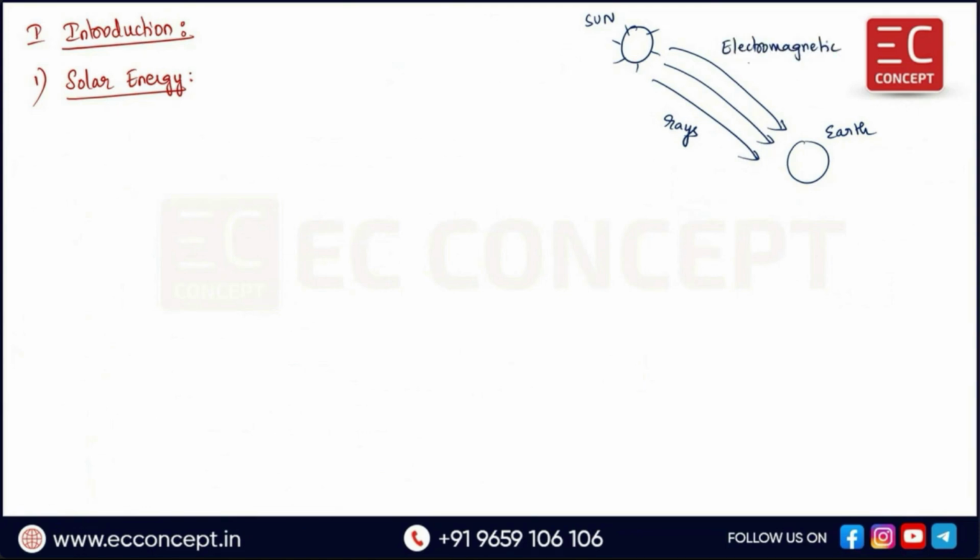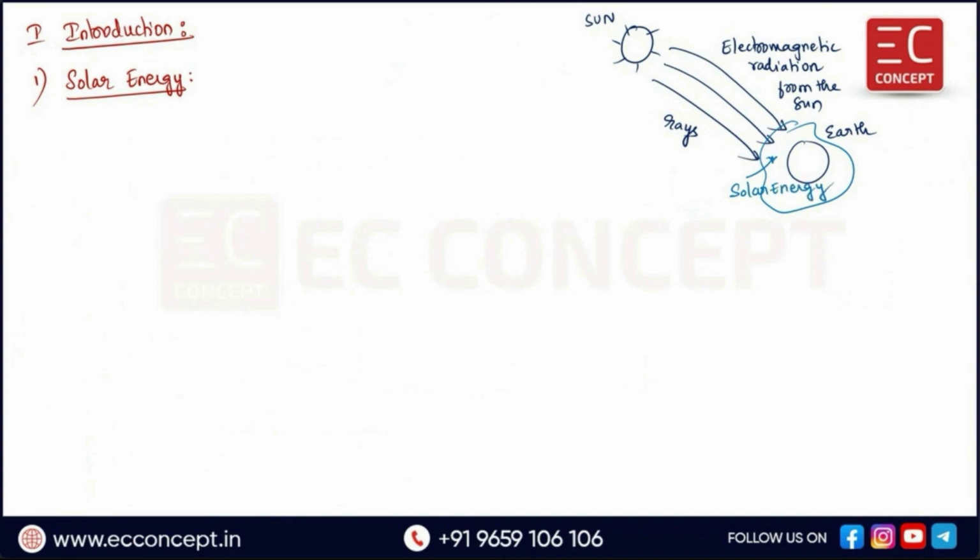Electromagnetic radiation from the Sun is reaching the Earth. Because of this electromagnetic radiation, what we are getting is solar energy. So we are getting energy from this source: solar energy.